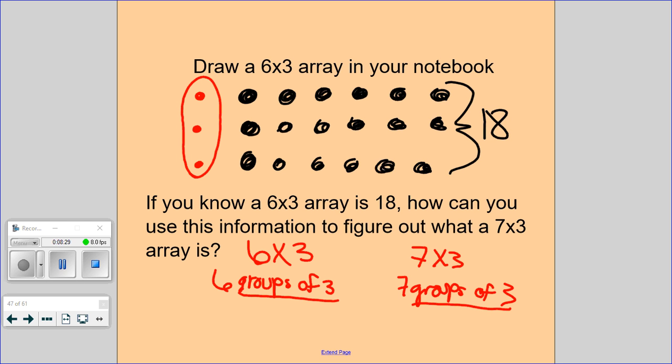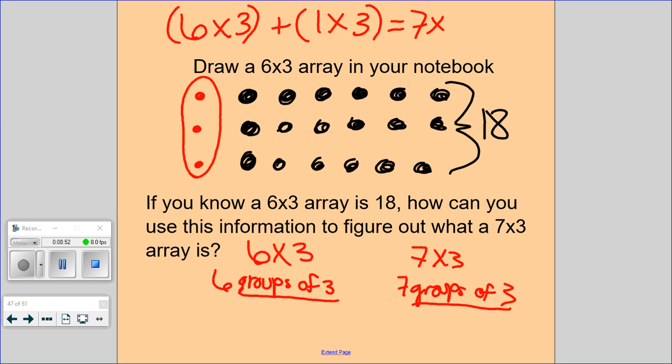You're going to write what I'm writing in red up here. So we started with a 6 by 3. We added 1 more group of 3. These are all going to be little groups, so I'm going to put them in parentheses. And now I have an array that is 7 groups of 3.